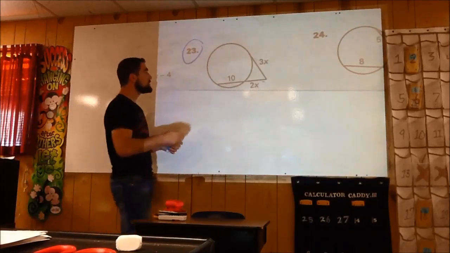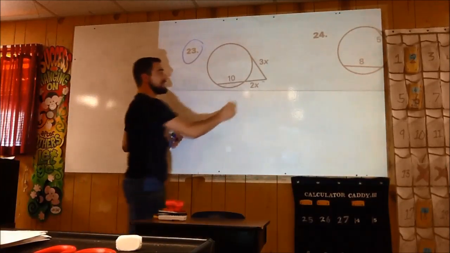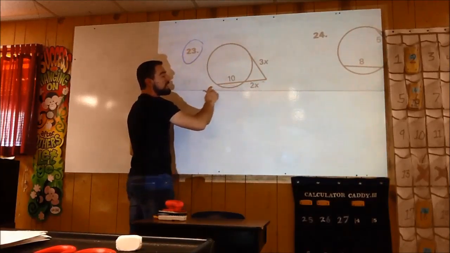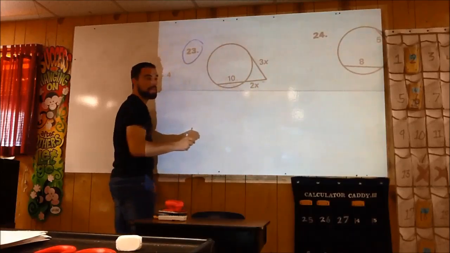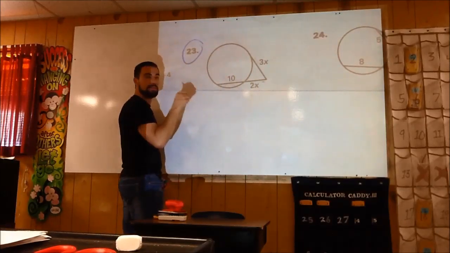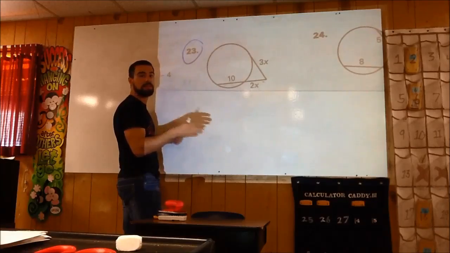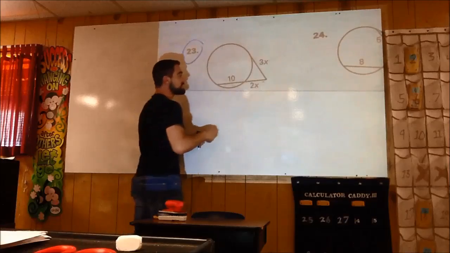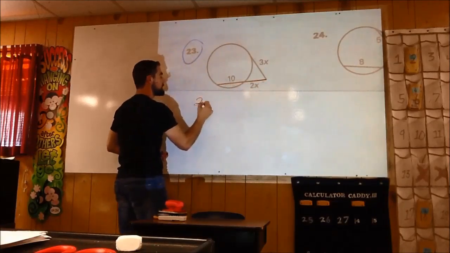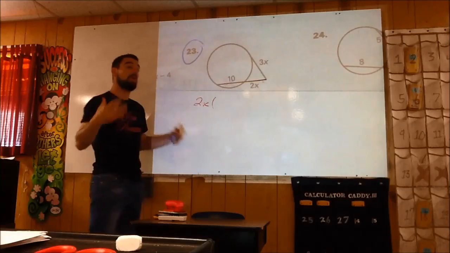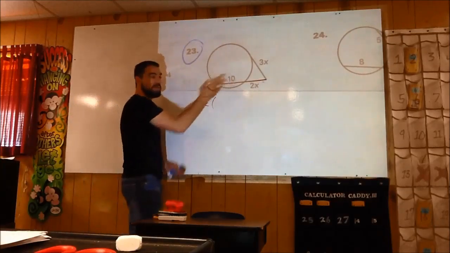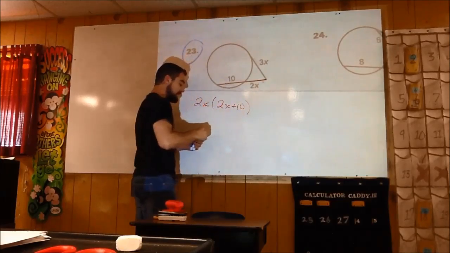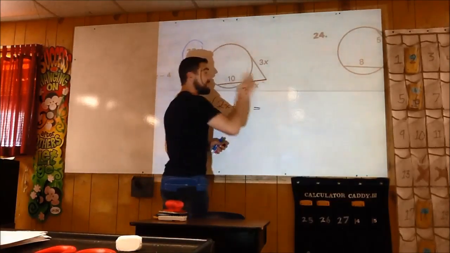Number 23 on page 200. This is a tangent segment. And then we have a secant segment. And the rule is you take the outside times the whole length of that segment equals the outside times the whole. So for this secant segment, the outside portion is 2x. We're going to multiply that to the length of the whole thing. How do I represent the length of the whole thing for number 23? 2x plus 10. Okay? That's going to equal the other segment.